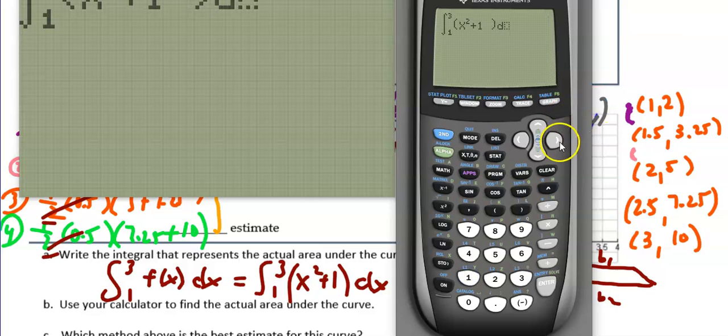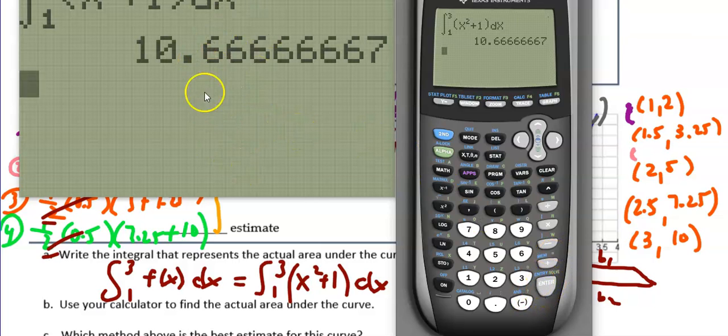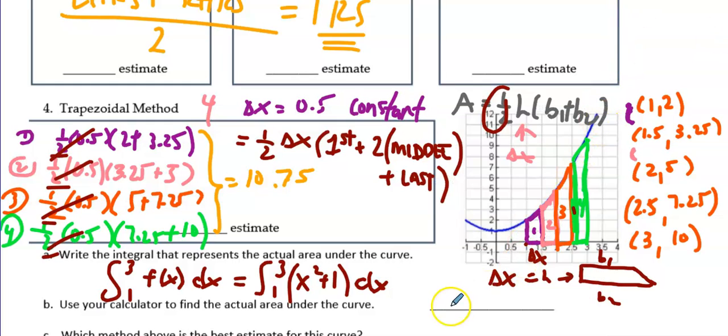And then we're going to go ahead, and this will always be our variable. In this case, it's going to be x because we're in rectangular coordinates here. And we're going to go ahead and do this. So our actual area under this curve for this function on the interval of 1 to 3 is going to be 10.667.